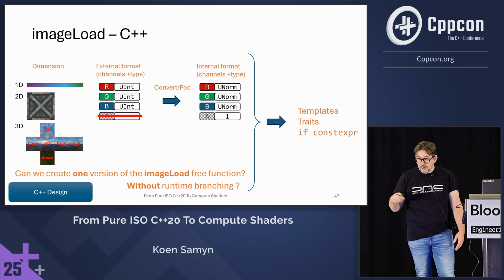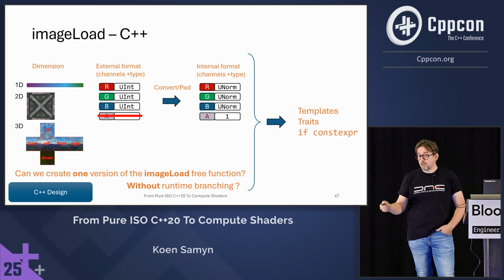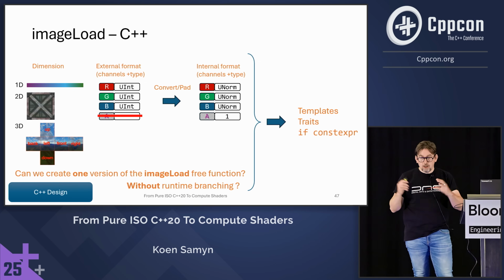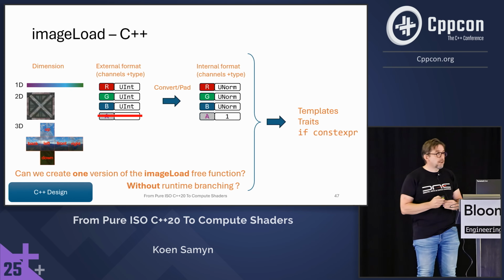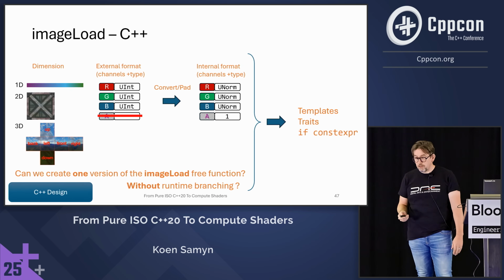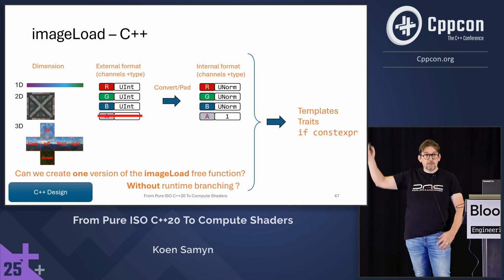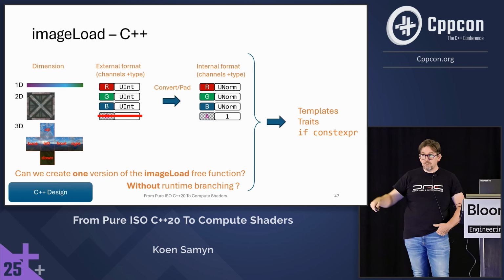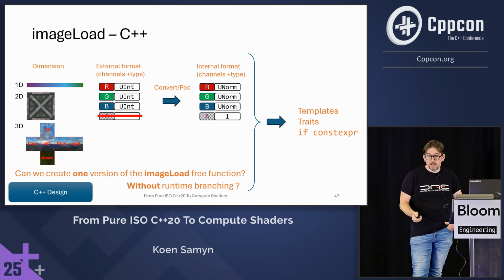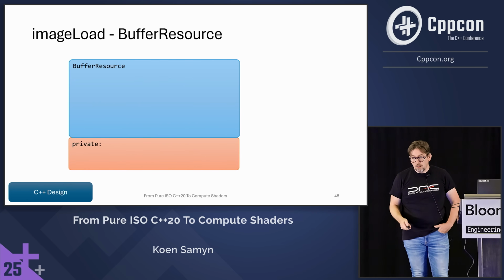So it has to go via templates, traits, and const expressions. That was the goal, at least: to make it so that you don't have any branching on the external format, like "if external format is RGB, then do this, else do that." That would be pretty bad in this function.